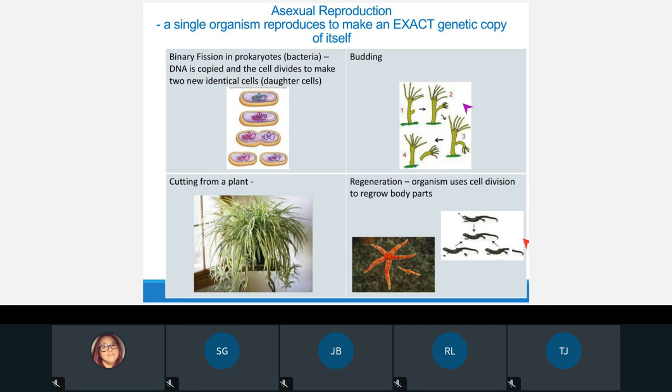All right, cells that do that go through binary fission, which just means the DNA copies and we get two cells that are the same. They pinch off from one another and they're the same.